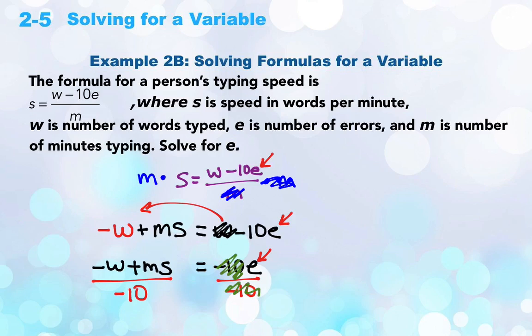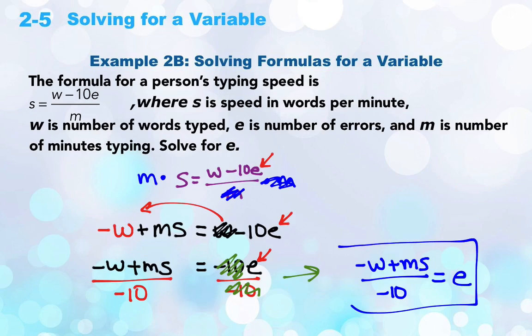The negative 10 and negative 10 are gone. So I'm going to write it over here to my right. I'm going to have, all over the fraction, negative W plus MS divided by negative 10 equals E. Now that was a lot of inverse operations, but I hope you're starting to get the hang of this. We're just trying to get everything on the other side by doing its inverse. Okay?